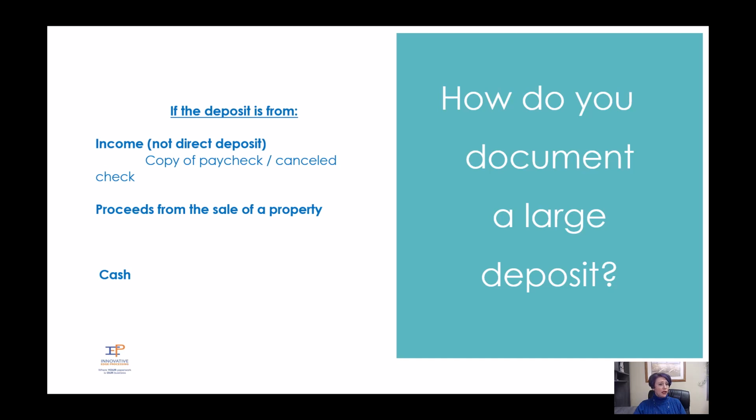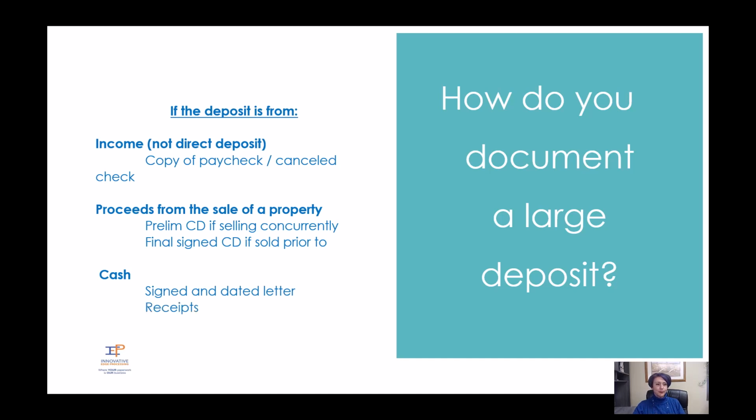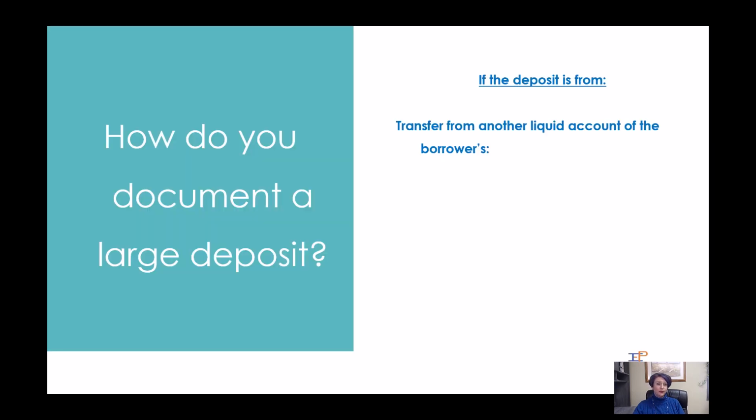If it's income, you will just obtain a copy of a paycheck. If it's proceeds from the sale of a property, the preliminary CD will be needed if you're selling it concurrently. If the property has already been sold, you'll need to get a copy of the final signed CD. If it's cash, a signed and dated letter, and receipts to correspond with it.